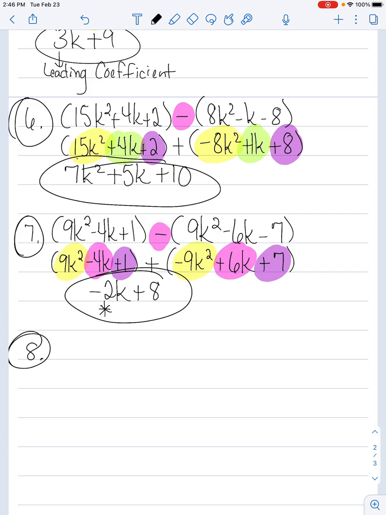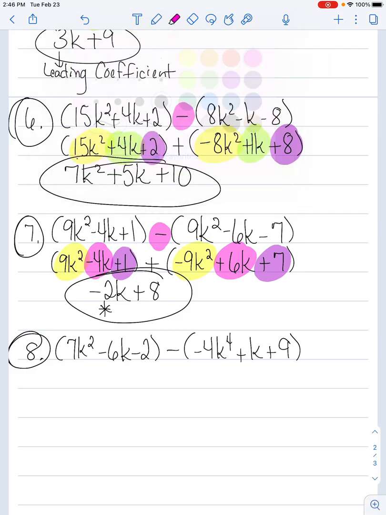Now let's try one final one. So we have 7k squared minus 6k minus 2 minus negative 4k to the 4th plus k plus 9. First thing I'm going to ask, do I have a plus sign between my parentheses? No. So I need to change it to plus. So this becomes 7k squared minus 6k minus 2. Notice nothing changes in the first parenthesis. But now, to change this to a plus, I have to change all the signs after it.